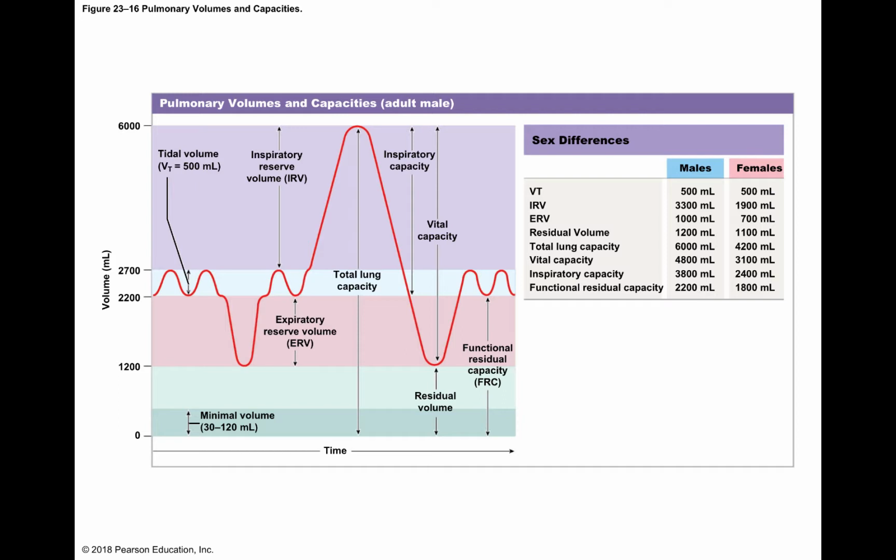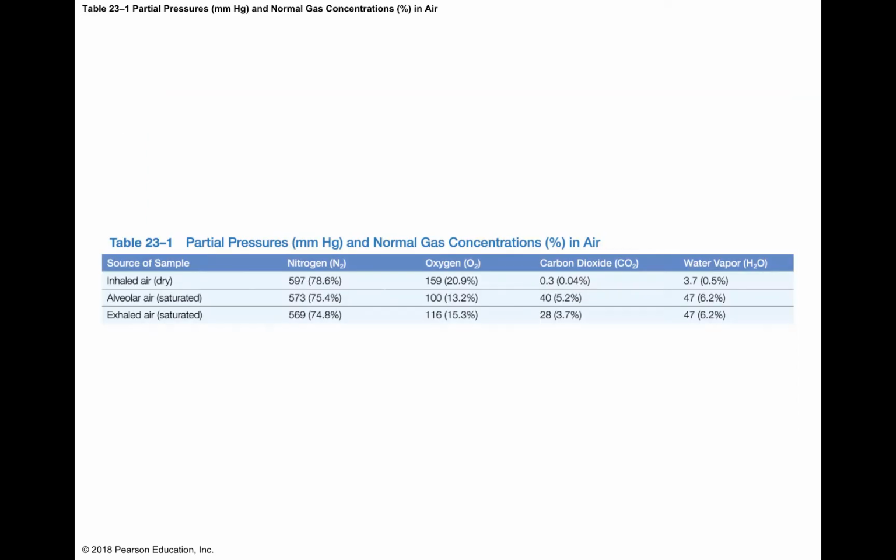Yep, the total lung was just the tidal volume and both reserve volumes, right? Total lung capacity is all of it. So the tidal volume, inspiratory reserve, expiratory reserve, and residual volume. All of it, yep. So study that chart, you'll have to memorize those definitions, you're just going to memorize it, right? And that went along with pulmonary ventilation.